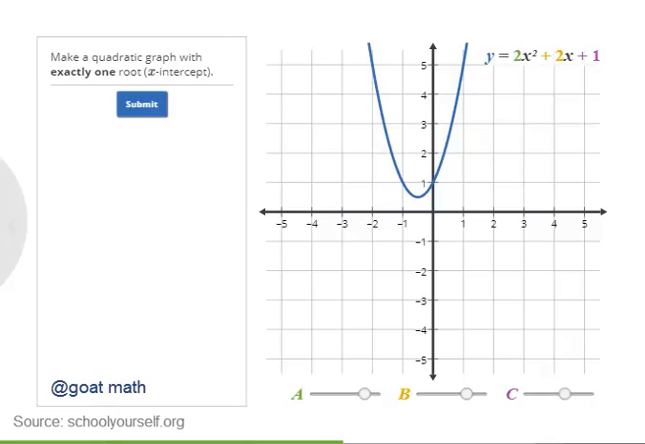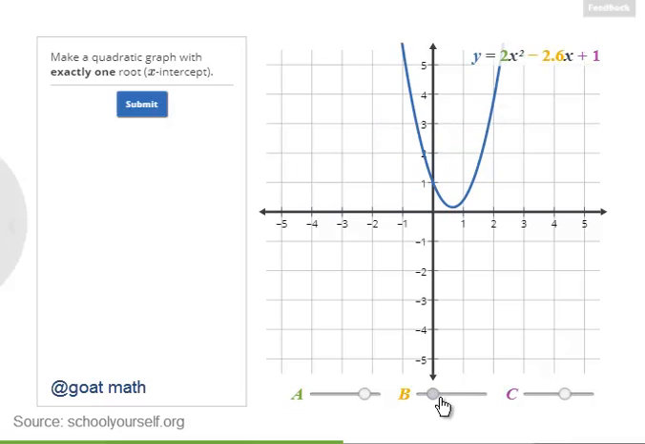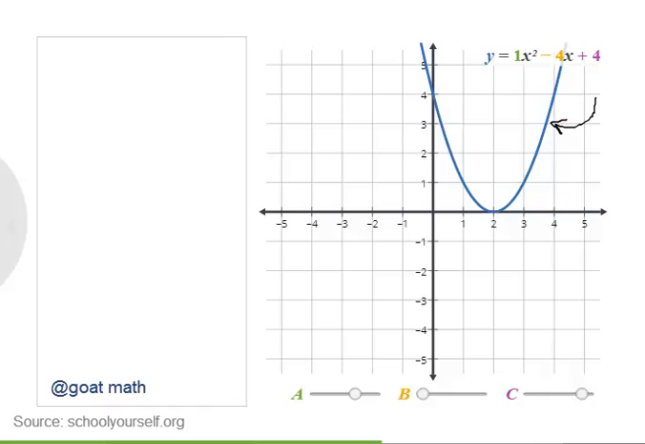Next, try making a quadratic with exactly one root. So you want a quadratic with exactly one x-intercept. Once you've got one, press the Submit button over here. Great, so here's another example of a quadratic with exactly one root. The quadratic is x squared minus 4x plus 4, and it looks like its root is 2. Let's see what the quadratic formula has to say about this one.